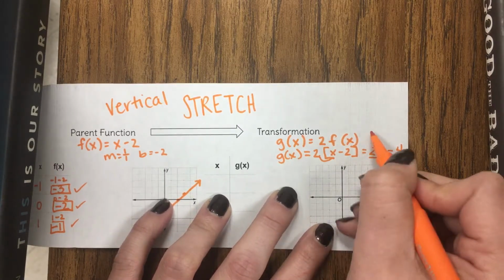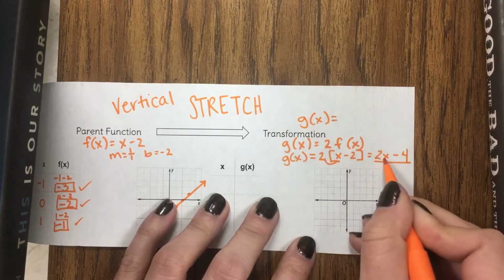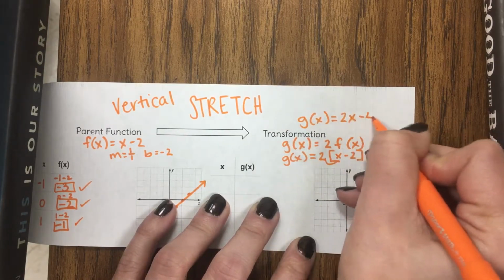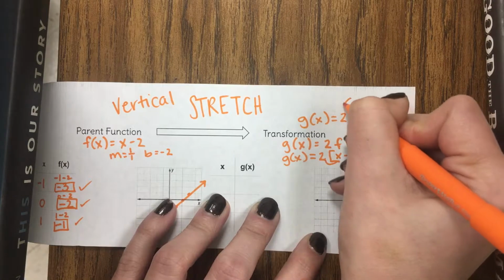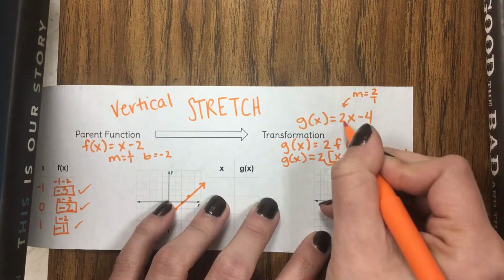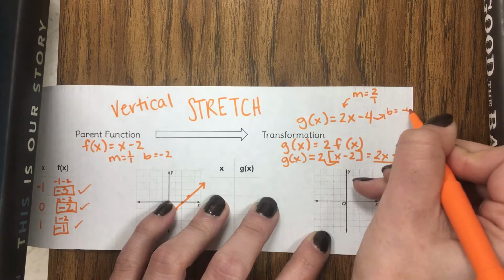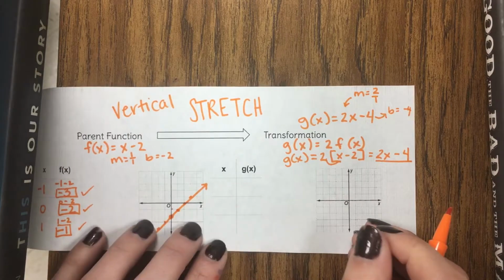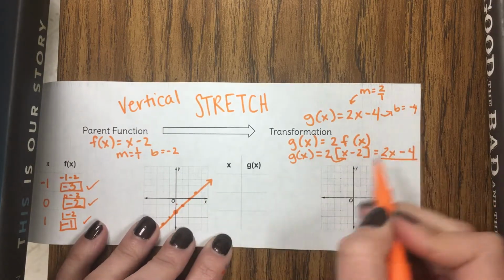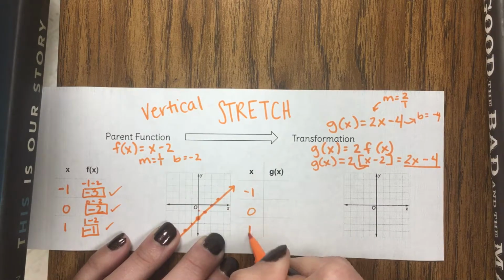And if I'm looking at this one, I'm going to write it up here so it looks neat. G of x equals 2x minus 4. And in this one, my slope is equal to 2 over 1 because there's an invisible 1. And then my b is equal to -4. All right. Now, let's say I wanted to plot my points to see if they add up. I'll do the same ones, -1, 0, and 1.